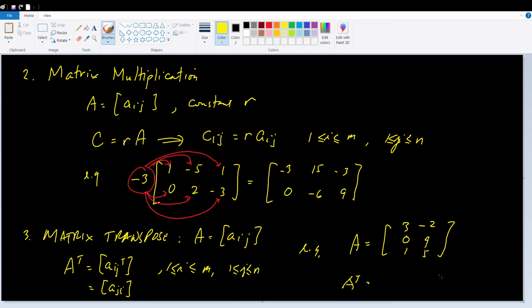a 2 by 3 matrix. No? A is a 3 by 2, so the transpose will be a 2 by 3. The first row becomes the first column, second row is the second column, and third row is the third column.